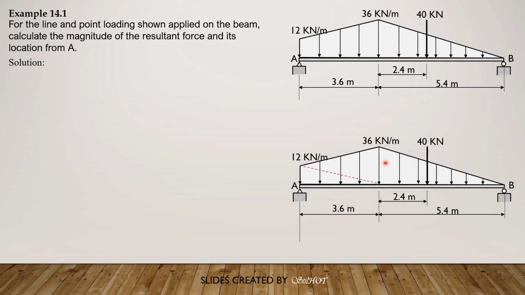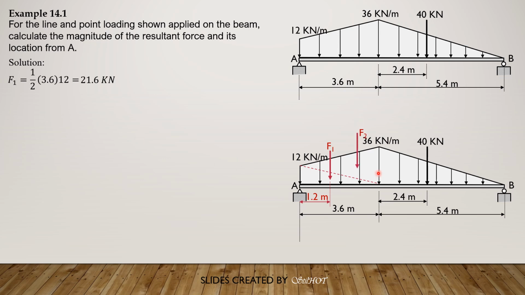So we have two triangles and three triangles all in all. Let's denote the force equivalent to the area of this triangle as F1, for this triangle as F2. Now this distance is 1/3 of 3.6, so that's 1.2. So F1 is 1/2 of 3.6 times 12. So therefore, area or F1 is 21.6.